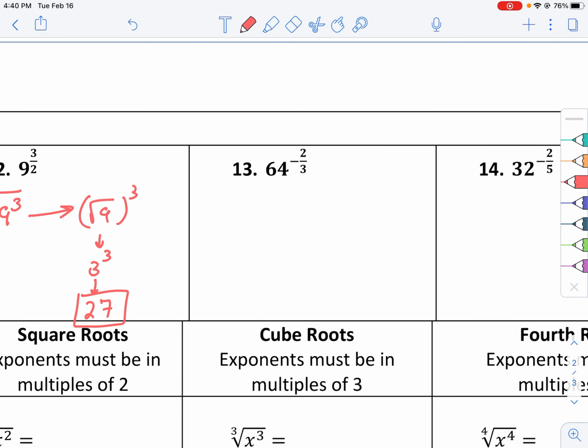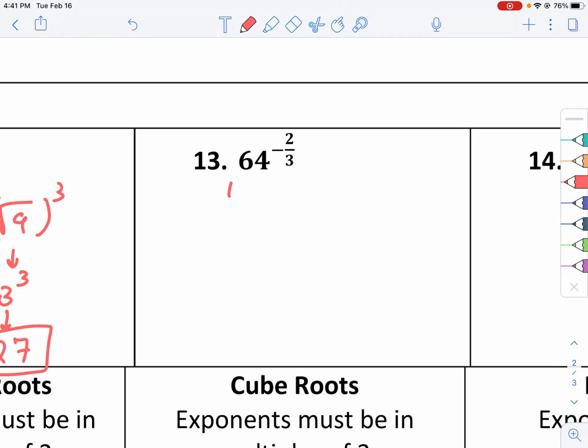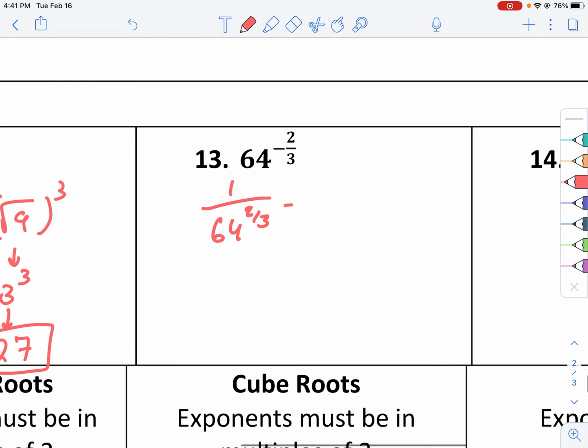Ooh, okay, negative exponents here. They're coming back to haunt us a little bit. It's important that we know exactly what those negative exponents do. Remember, a negative automatically flips the term into either the numerator or the denominator. This one's starting in the numerator, so the negative flips it to the denominator, so 1 over 64 to the 2/3.